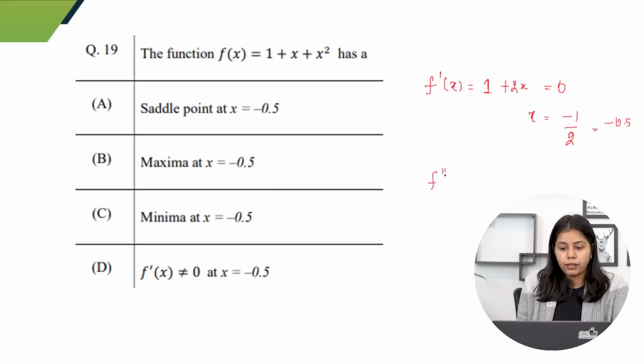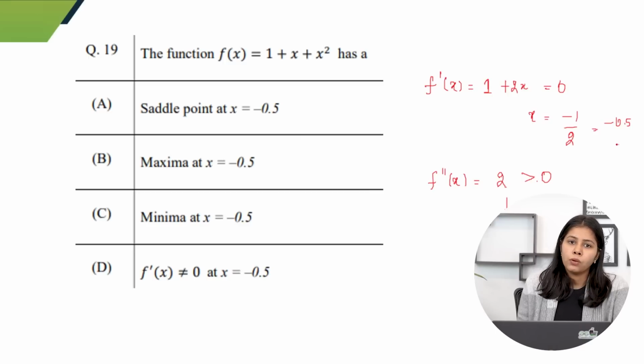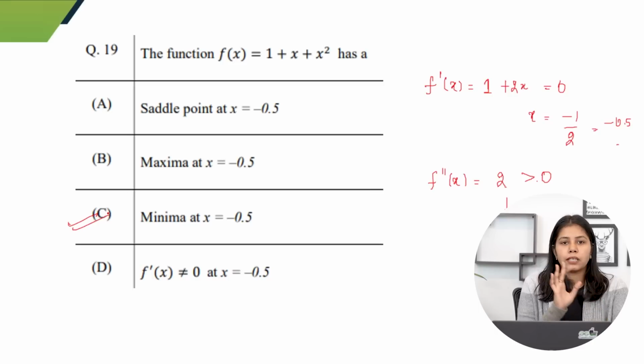Now I have to find the double derivative. That would give me 2. And this double derivative is greater than 0. If it is greater than 0, then we have a minima here. If the double derivative is greater than 0, then we have a minima. So we can say that we have a minima at x equals minus 0.5. So option C is correct. Simple question. Just take the first derivative, equate it with 0, find the sign of the second derivative at that point, then we'll get a maxima or minima. If the second derivative is greater than 0, then we have a minima. If it is less than 0, then we have a maxima.